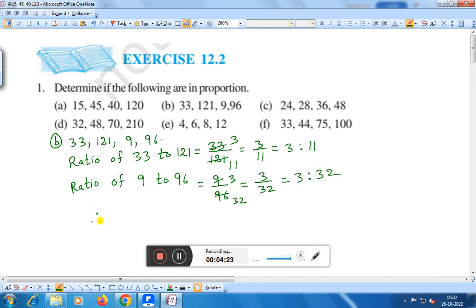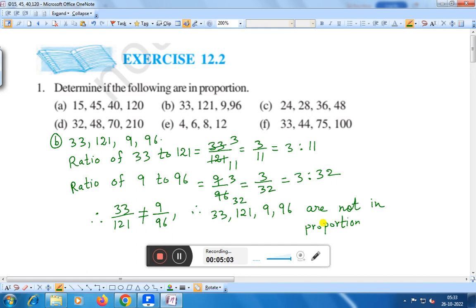Therefore, here you see that the ratios are not equal, that is 33 by 121 is not equal to 9 by 96. Therefore, 33, 121, 9, 96 are not in proportion, right?